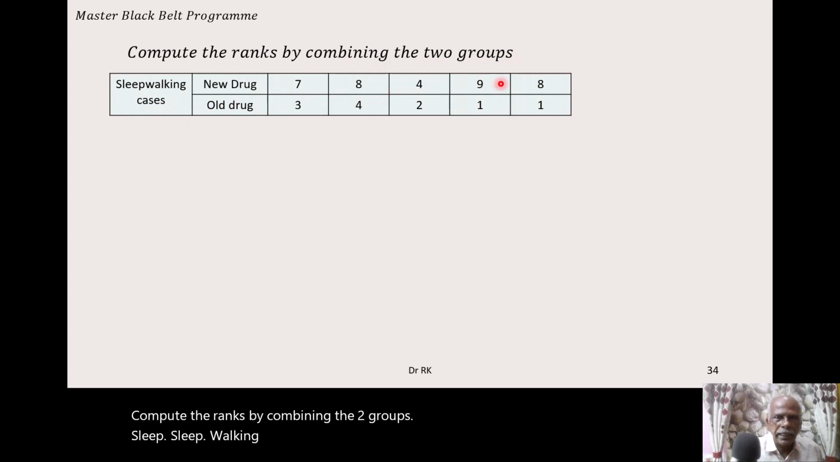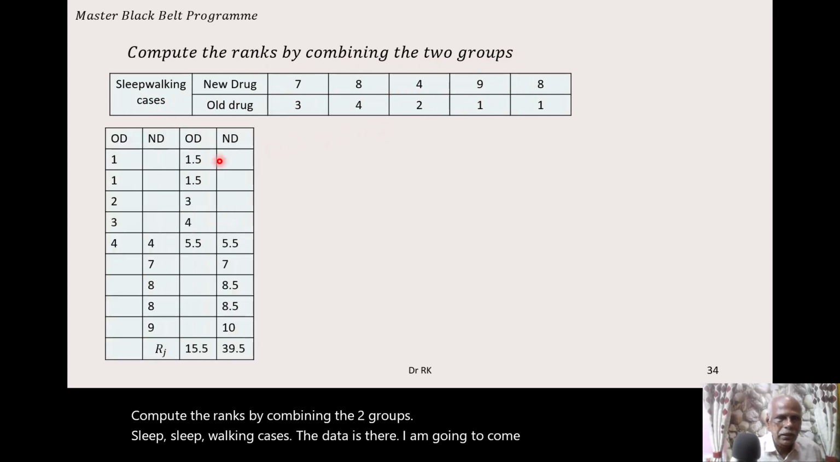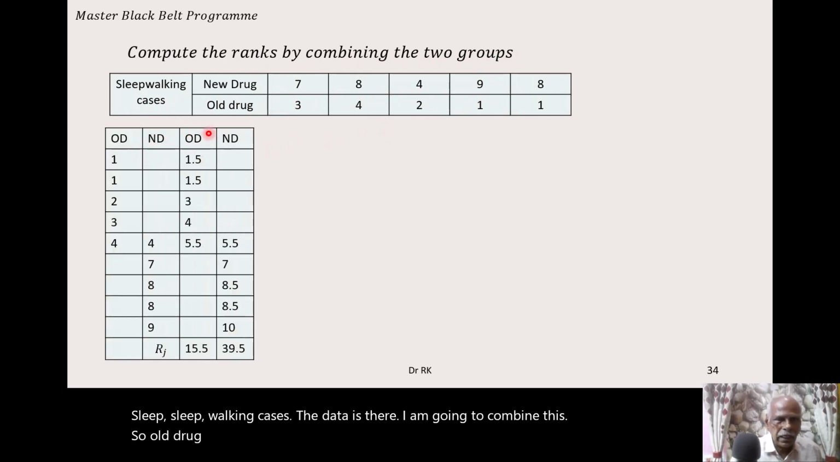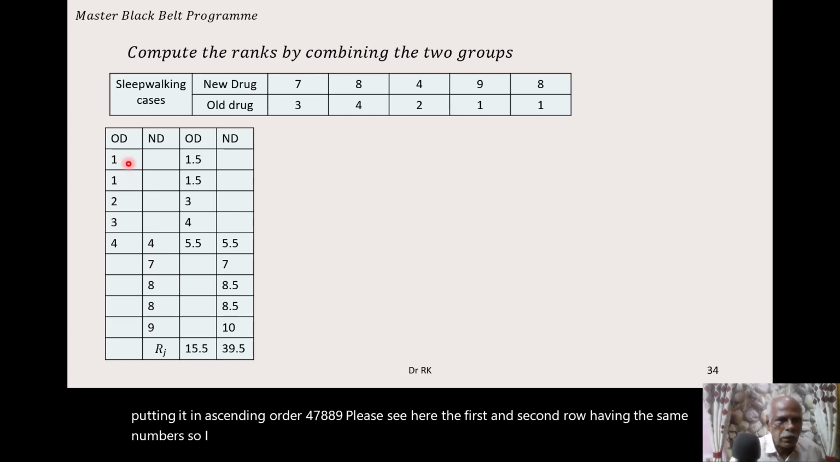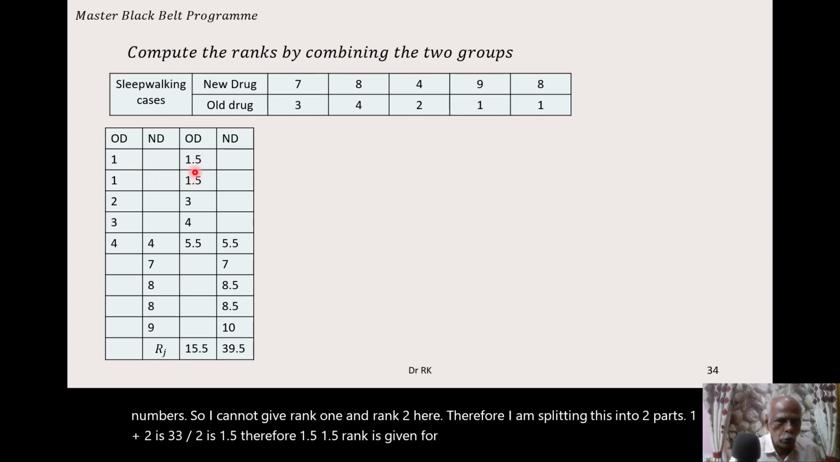Sleepwalking cases, the data is there. I am going to combine this. So, old drug, new drug, I am putting it in the order 1, 1, 2, 3, 4, the same data. And then this one I am putting in ascending order 4, 7, 8, 8, 9. Please see here the first and second rows having the same numbers. So I can't give rank 1 and rank 2 here. Therefore, I am splitting this into two parts. 1 plus 2 is 3, 3 divided by 2 is 1.5. Therefore, rank 1.5, 1.5 is given for the first two rows. So the third row gets 2.